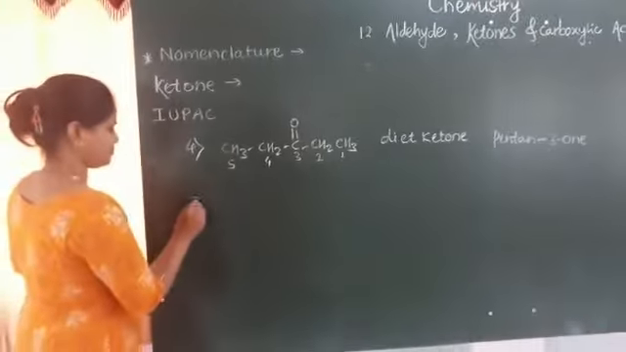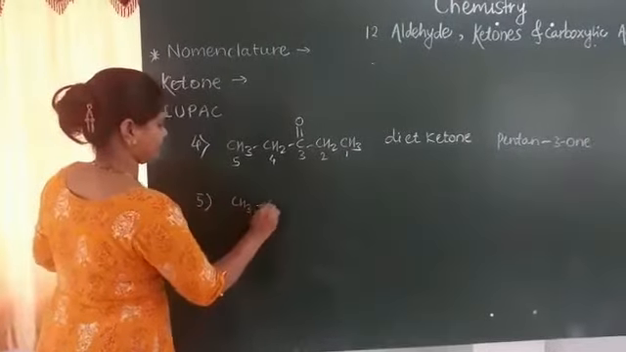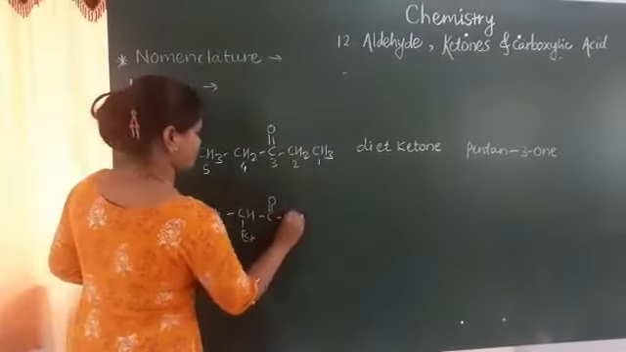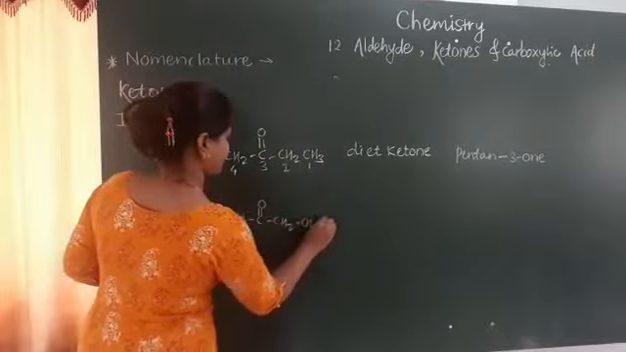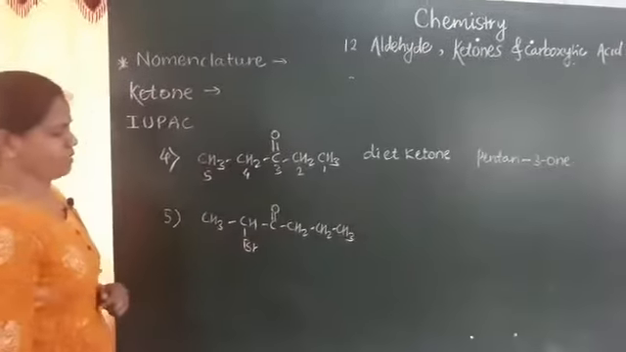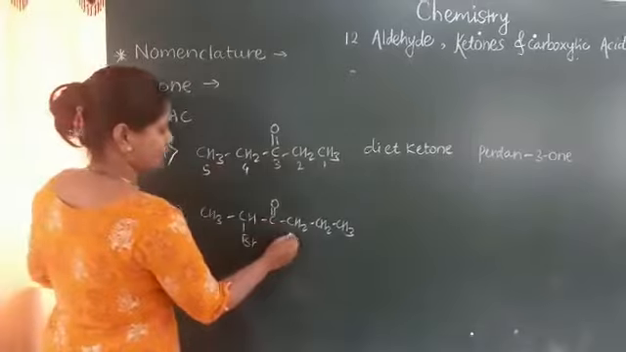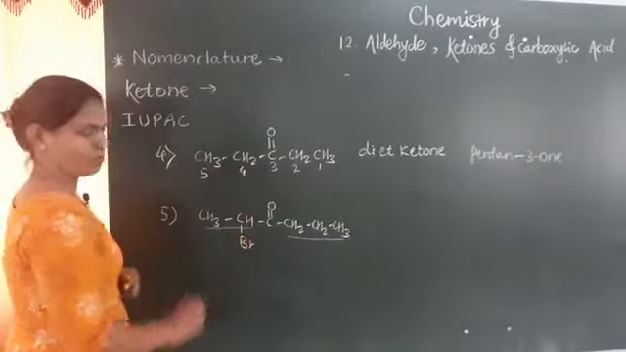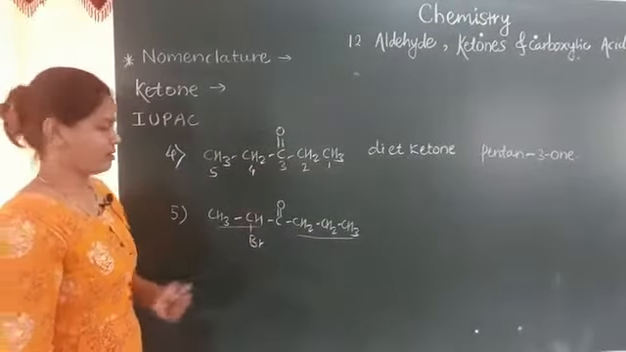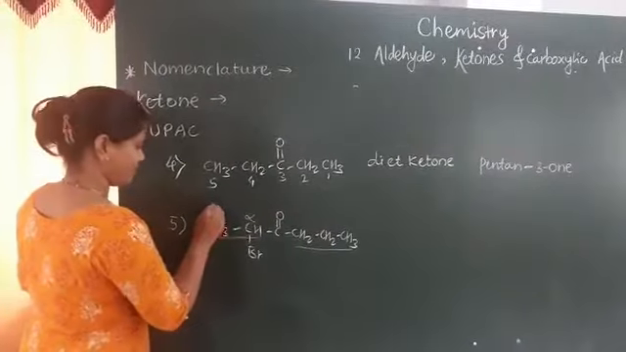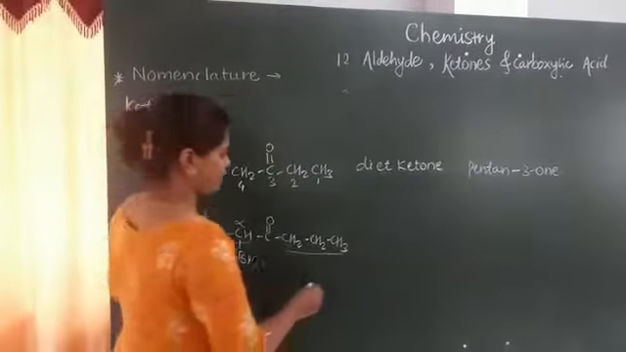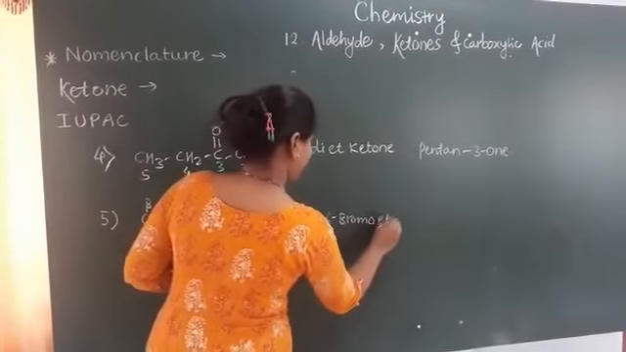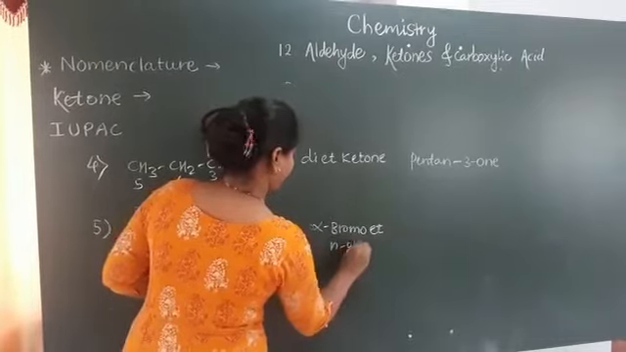Next one is, now on either side of the carbonyl group, this is the N-propyl and this is the ethyl, but the ethyl contains one more substituent, that is Br. So, this is the alpha carbon atom, this is the beta carbon atom. So the common name is alpha bromoethyl N-propyl ketone.